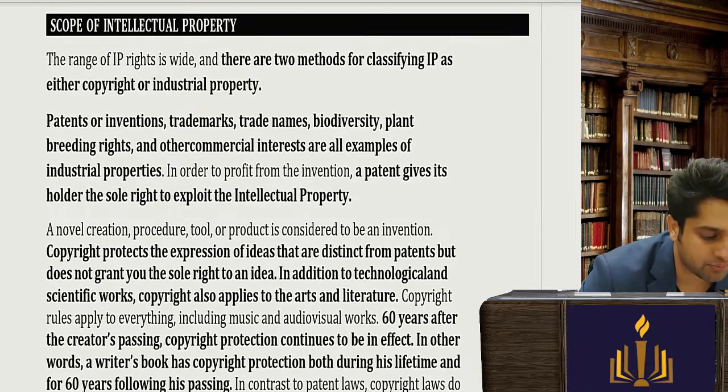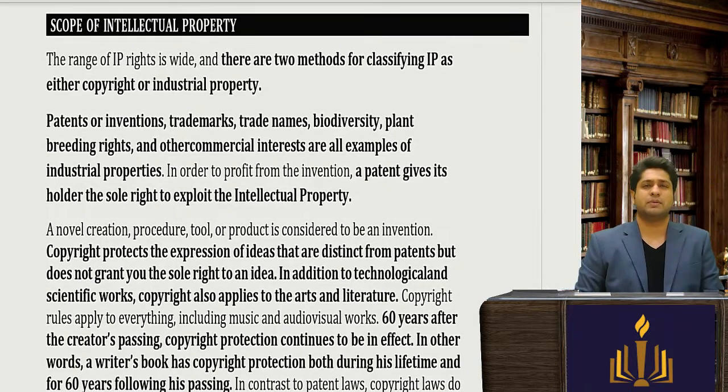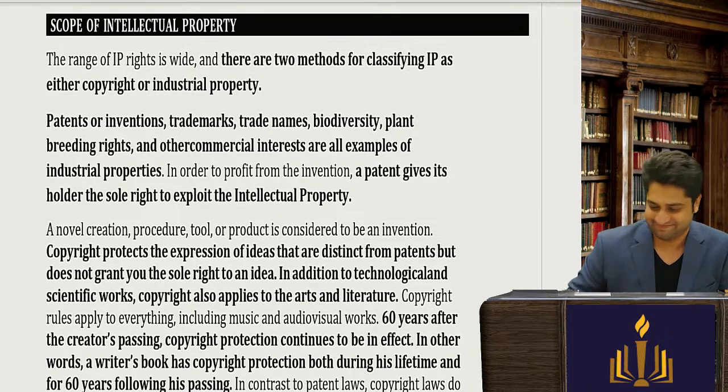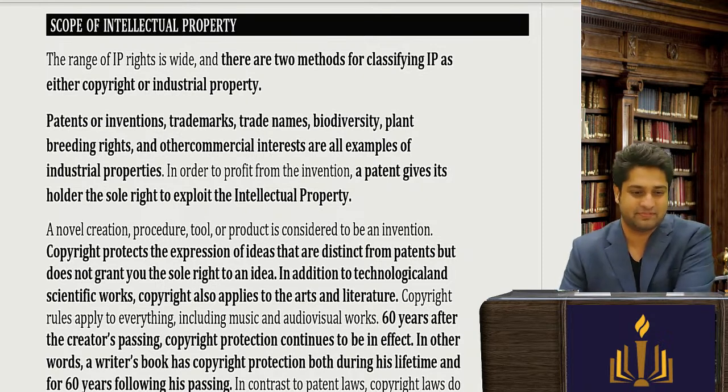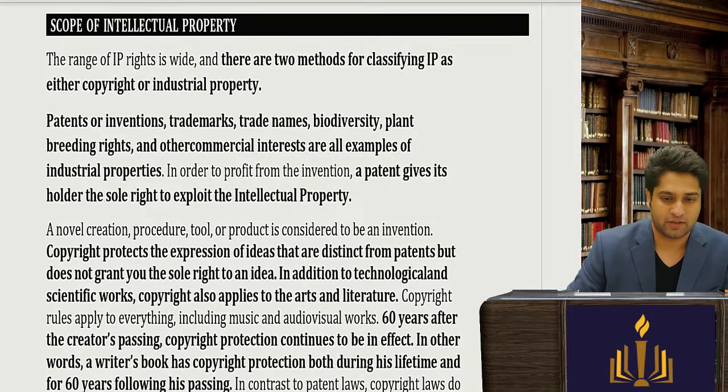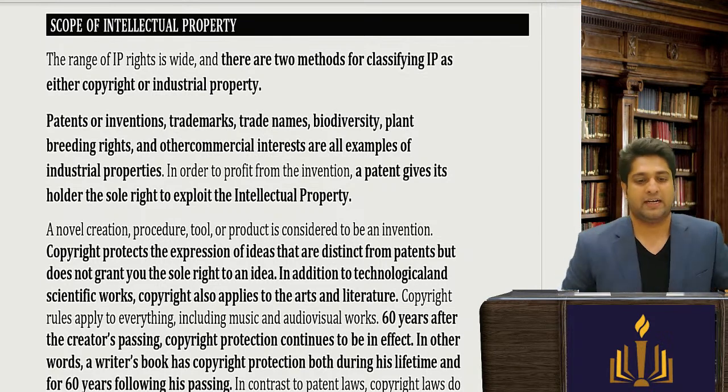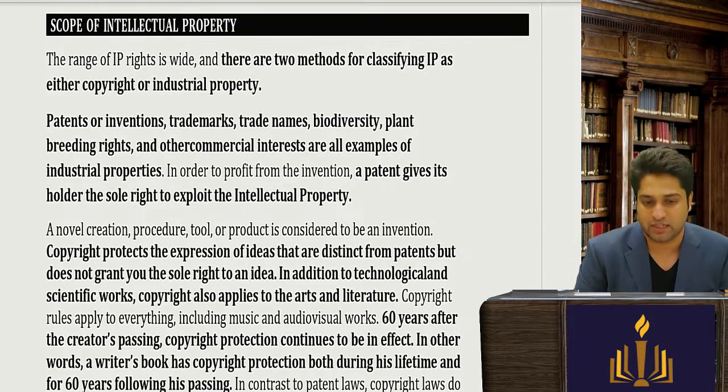Clear? I need a confirmation from you all if I'm audible and visible, and we can start. Okay, great. Thank you so much for confirming, Sona, Siddharth. Let's start.